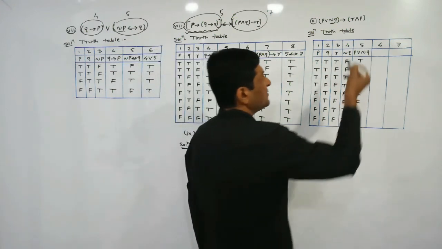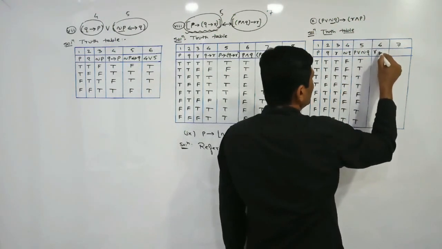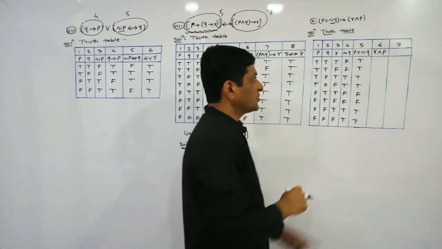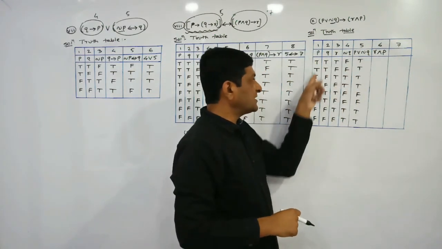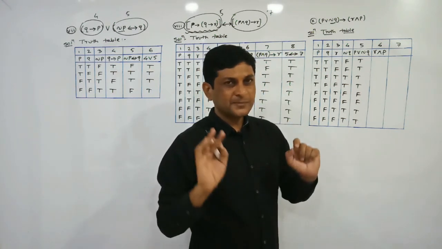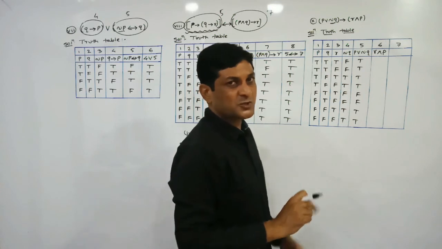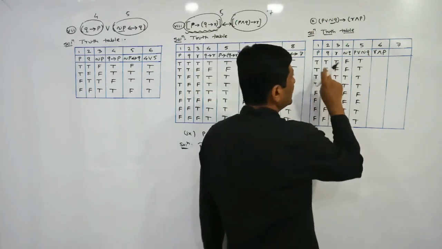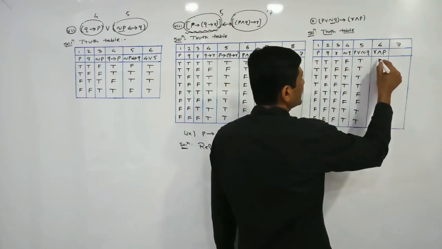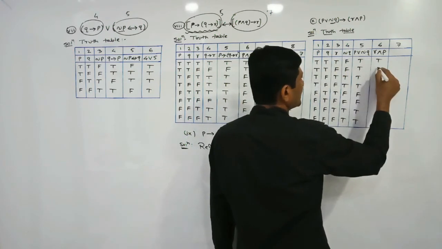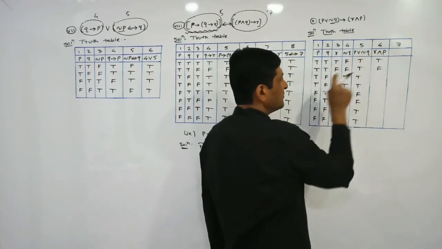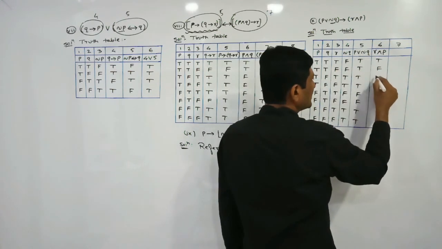Later on, let us find the truth value of Q and R and P. The truth value of R is also known to us and P is also known to us. In case of AND, if at least one statement is false, the truth value of AND will be false. So observe these two parts, P and R. Here TT appears, so the result will be true. Here false appears, so the result will be false, because at least one statement is false. Here both are true, so the result will be true.